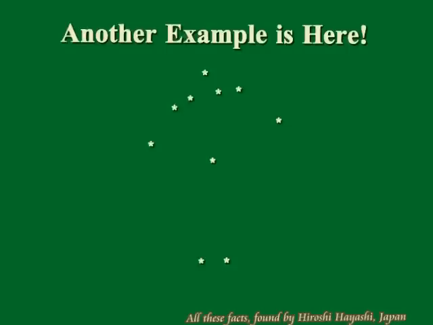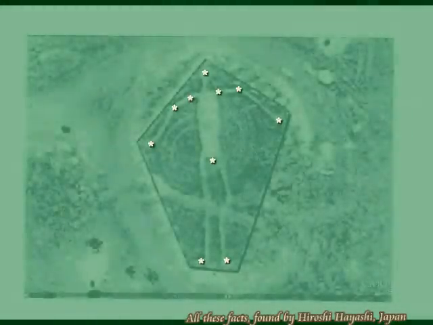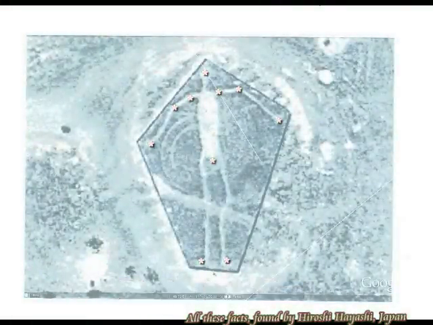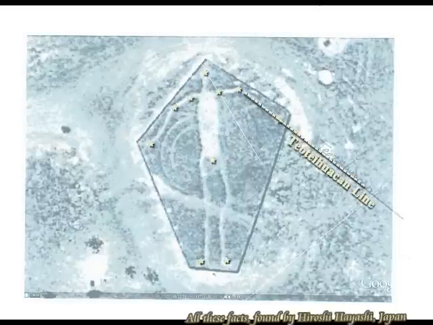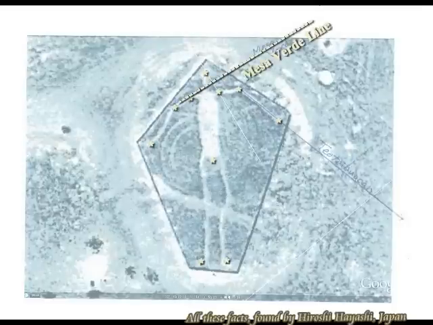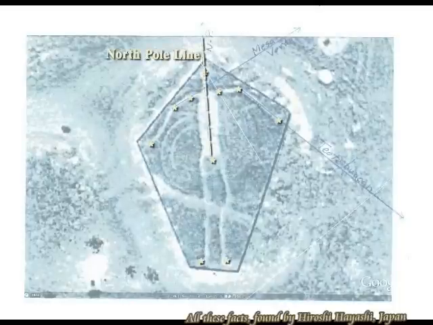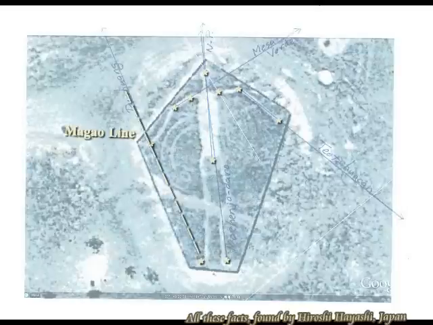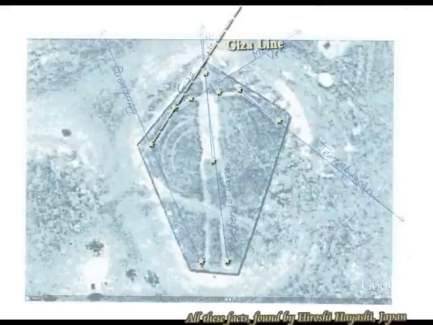And this is another example about Blythe Intaglios. I'm sorry to repeat the same story, but this is very important because all these facts were found by me first in the world. Again, Teotihuacan. Draw a line from Teotihuacan to Blythe Intaglios, then you will know what I'm telling you is correct and true, right? This is very simple. And North Pole is here. This is the line from North Pole, and this is the line from Mohenjo-Daro. So aliens knew, or now know, the direction to each point from this map.